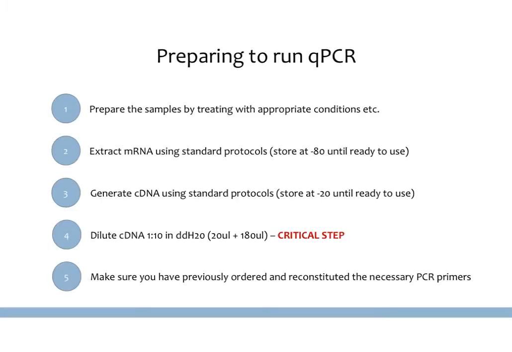So if you want to run a qPCR, there are some key preparation steps. The first is that you prepare your samples, and we're not going to go through this because this is about culturing tissues or taking care of mice. This is something we've talked about before. So you will prepare your samples, you will perform your treatments, and then you will extract mRNA.